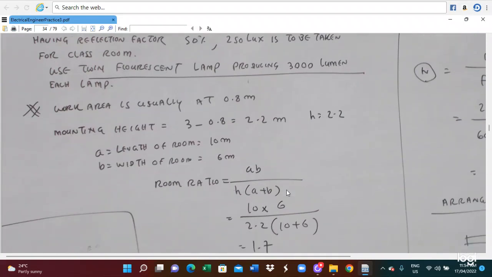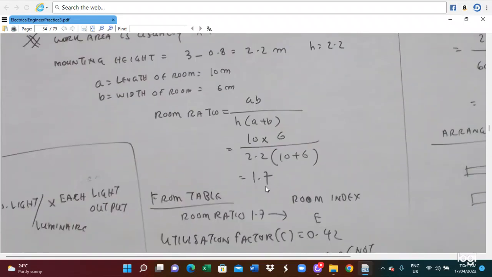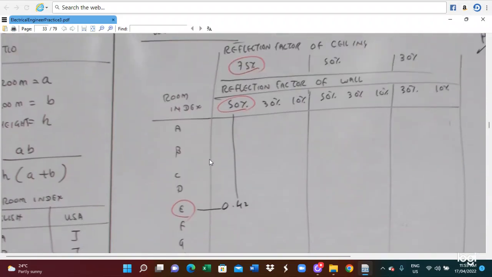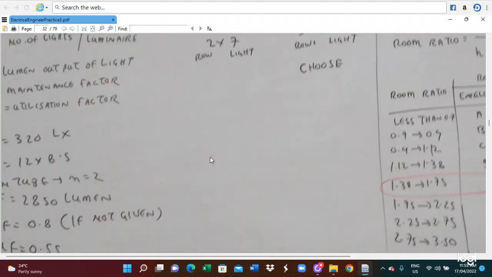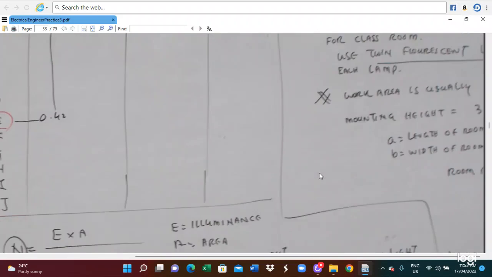Room ratio is A times B divided by H times (A plus B). So 10 multiplied by 6, divided by 2.2 times (10 plus 6), you get 1.7. From the table, with room ratio 1.7, the room index is E. From the room index we can calculate the utilization factor.